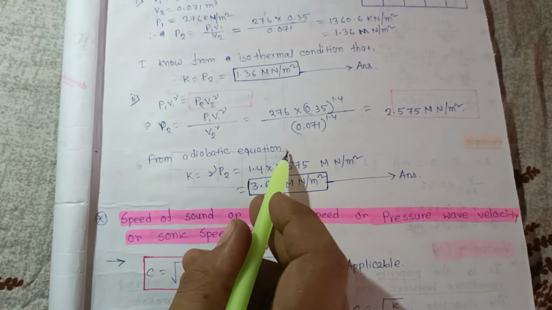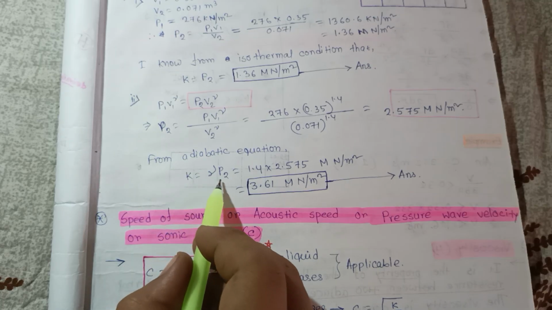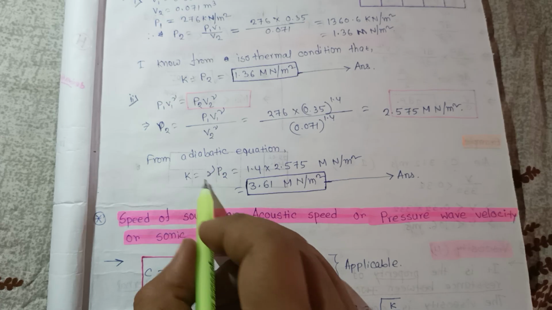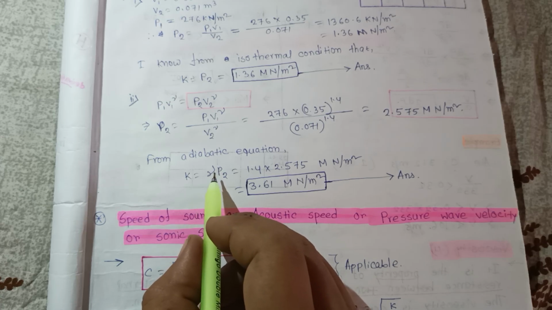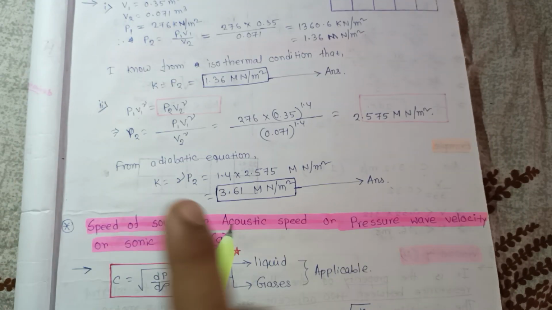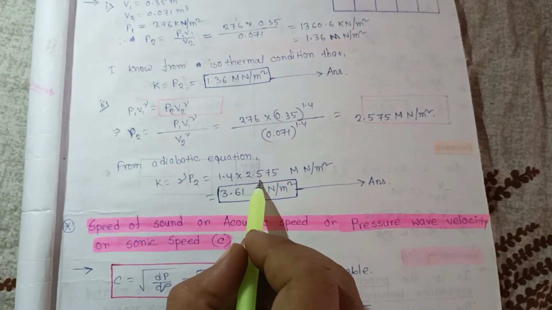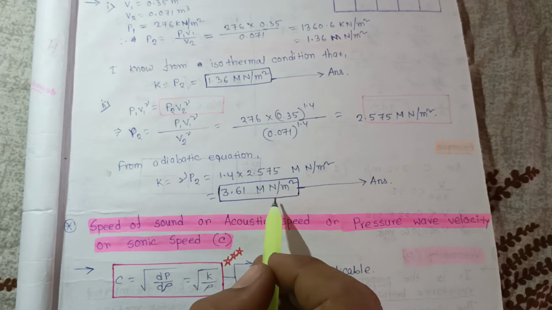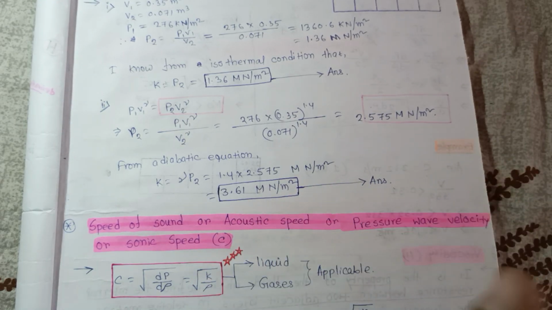From the adiabatic equation we know that K is equal to gamma into P2, so you have to multiply. Remember this: for an adiabatic process you have to multiply with gamma. Gamma is the specific heat ratio that is given in this question, that is 1.4. So 1.4 into 2.575 mega Newton per meter square, the answer would be 3.61 mega Newton per meter square. So this is the answer.